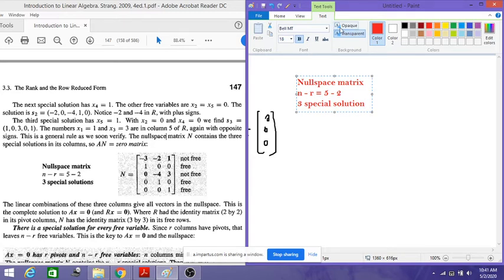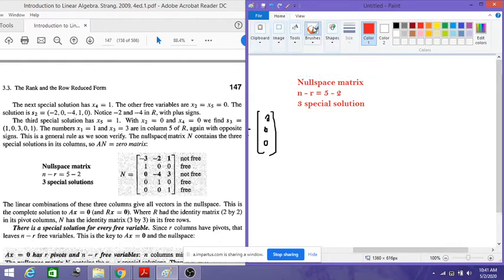Now let us write all these special solutions, that is 0, 0, 0, and this is minus 2, 0, minus 4, 1, 0, and this is 1, 0, 3, 0, 1.